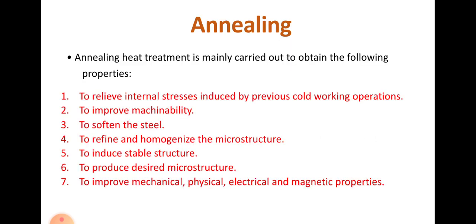Mainly this annealing heat treatment is used to achieve the following properties. First, to relieve internal stresses. Second, to improve machinability, to soften the steel, to refine and homogenize the microstructure, to stabilize the structure, to produce the desired microstructure, and to improve physical, electrical, mechanical and magnetic properties.